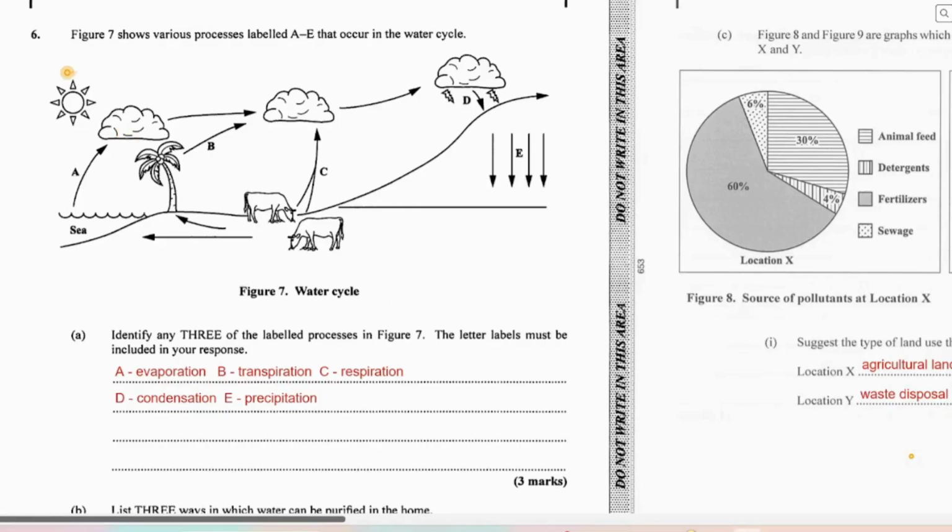So then we have question 6. Figure 7 shows various processes labeled A to E that occur in the water cycle. So the first thing we have to do, identify any 3 of the labeled processes in figure 7. The letter labels must be included in your response. So this is to ensure that you know which process is happening where.